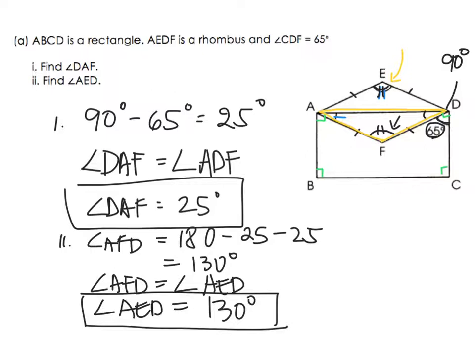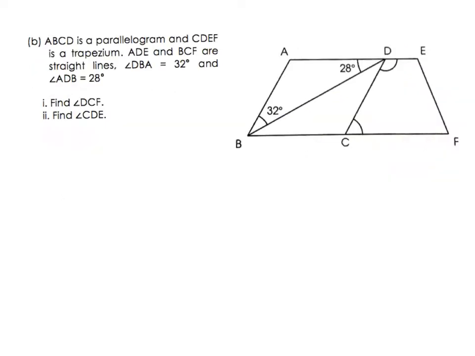Let's have another example. I'll read the problem. ABCD is a parallelogram and CDEF is a trapezium. ADE and BCF are straight lines. Angle DBA is 32 degrees and angle ADB is 28 degrees. So there's a parallelogram, that's the one in green, and a trapezium, that's the one in blue.